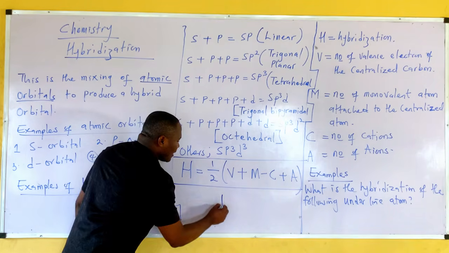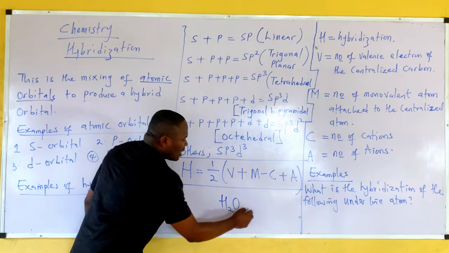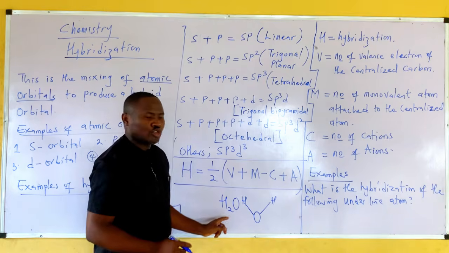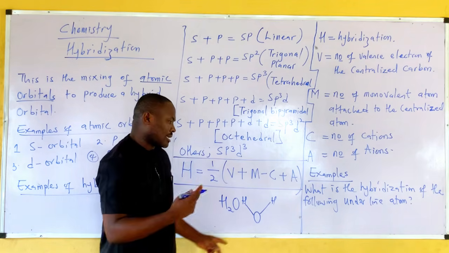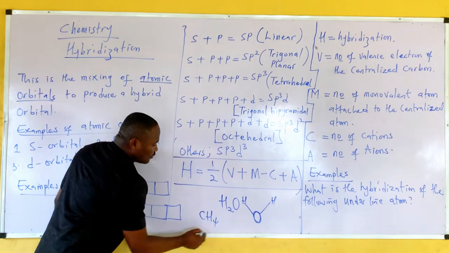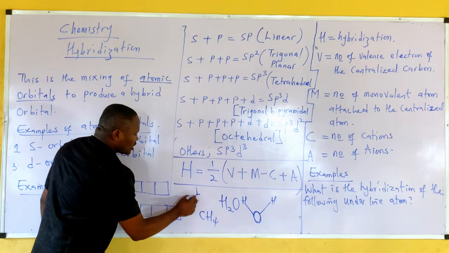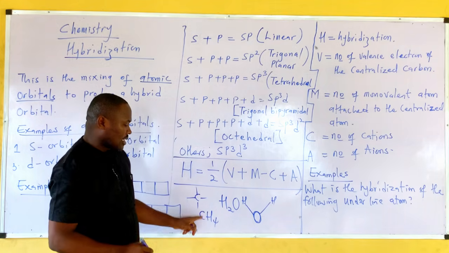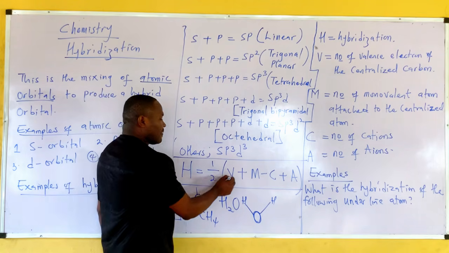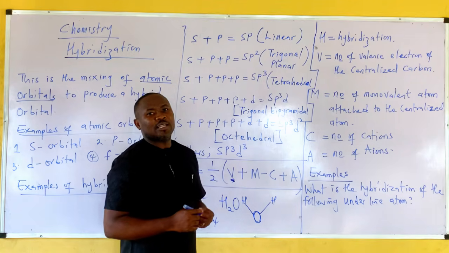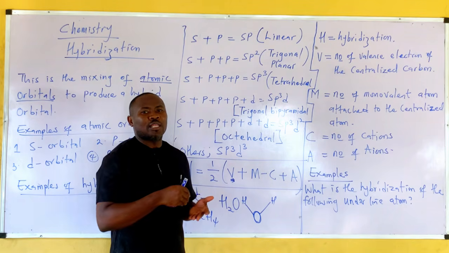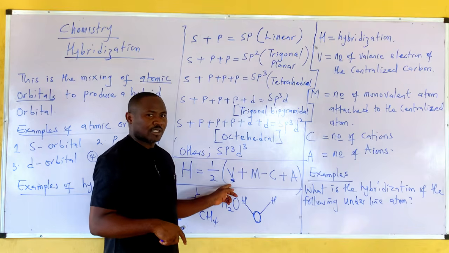For instance, I have H2O, water. O is the central atom, while I have H and H. Sorry, oxygen is my central atom. For instance, CH4, which is C with four H. In this case, carbon is my central atom. So in solving hybridization, my V here is the valence electron of the central atom. What is a valence electron? It is an electron in the outer shell of the central atom.